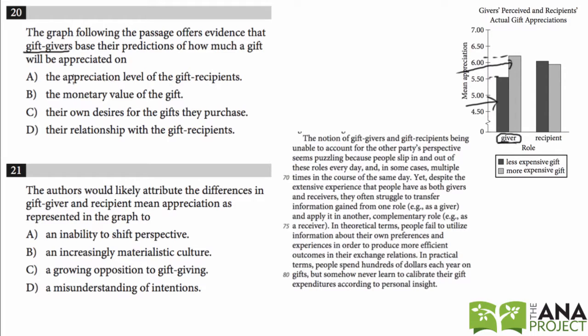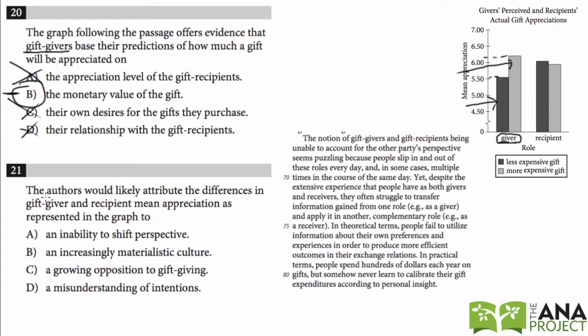A, the appreciation level of gift recipients? No. The monetary value of a gift? Well, let's keep that. The more expensive the gift, the higher the levels of appreciation. Their own desires for the gifts they purchase? The graph doesn't show anything about that. Their relationship with the gift recipients? Again, nothing in this graph shows that. So the right answer is B.